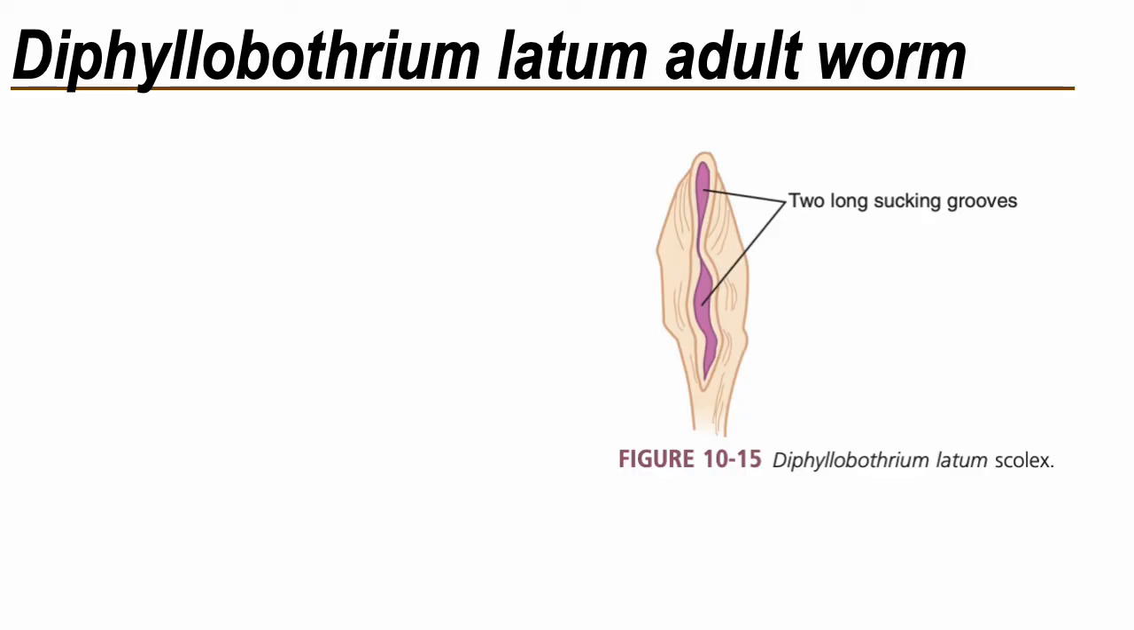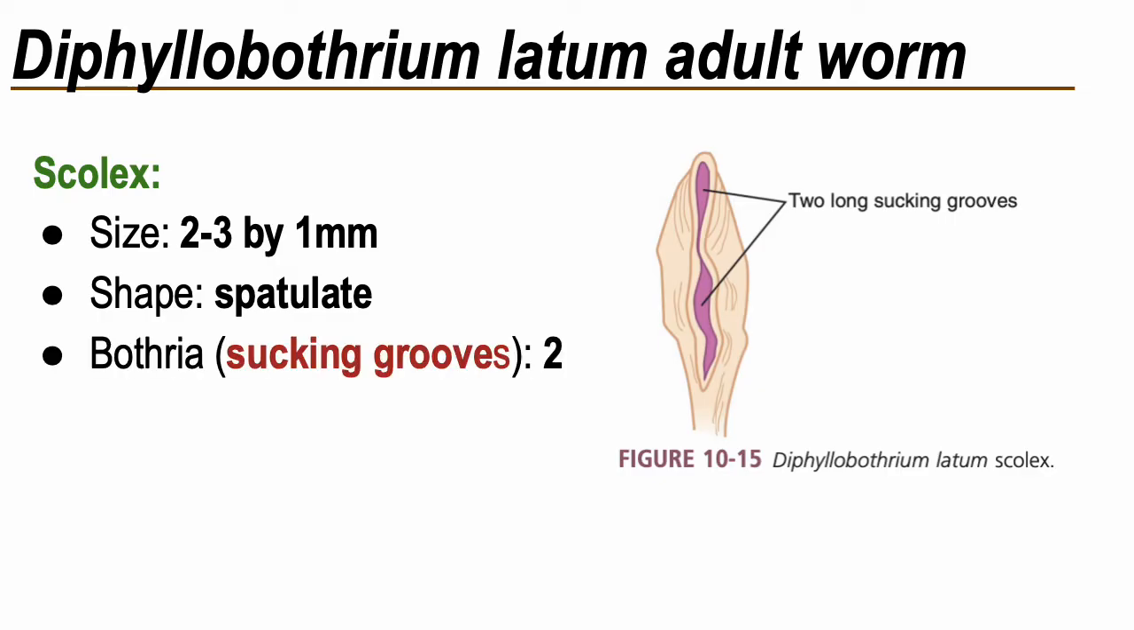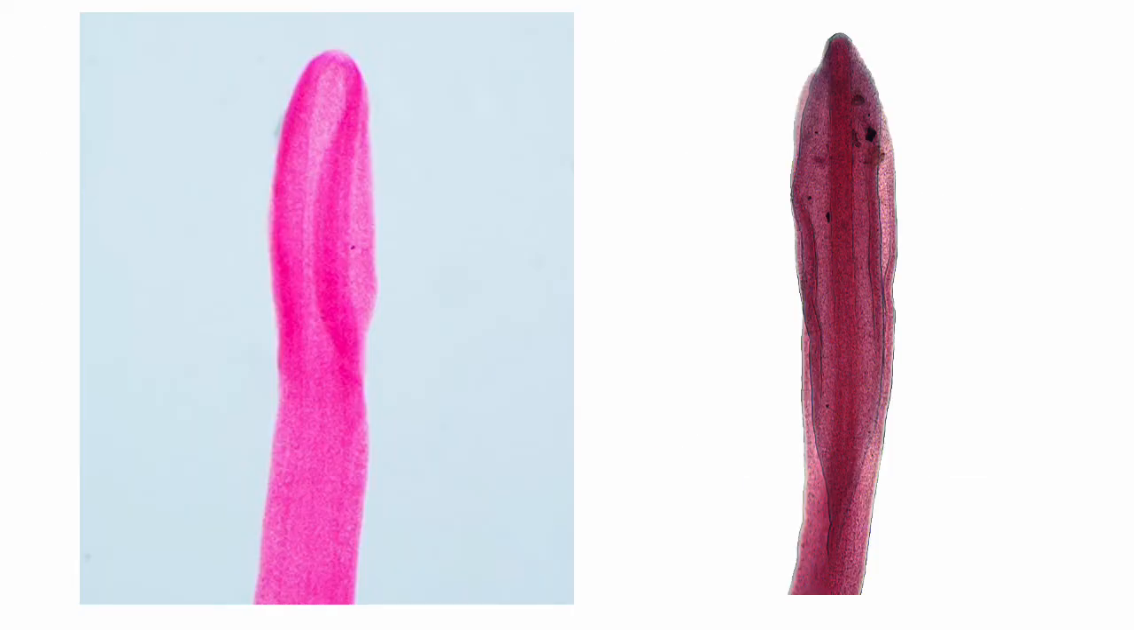So now let's talk about the adult worm for Diphyllobothrium latum. So the scolex of this parasite is around 2 to 3 by 1 millimeter in size, and the shape is spatulate or spoon shape. It also contains 2 sucking grooves, just like here on this picture. Also, unlike cyclophilideans, pseudophilidean tapeworms do not contain rostellium. So here is the scolex of Diphyllobothrium latum adult worm. So again, this contains sucking grooves at the anterior and posterior portion of the parasite.